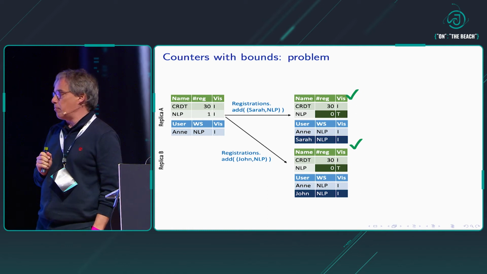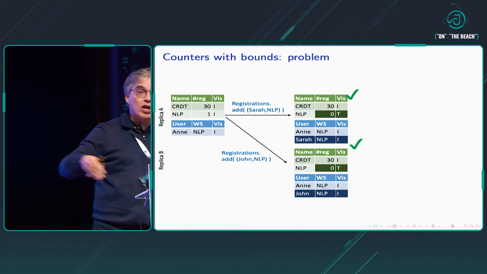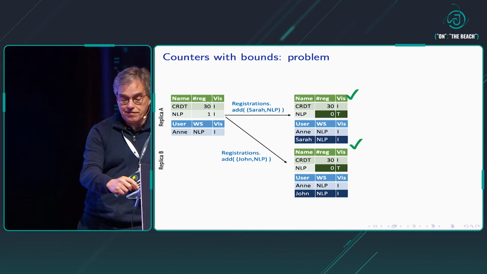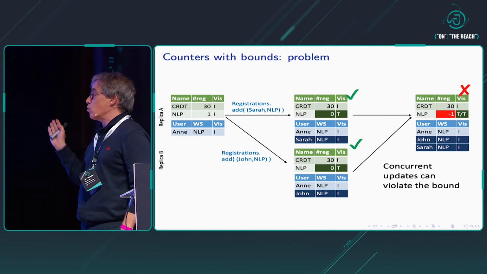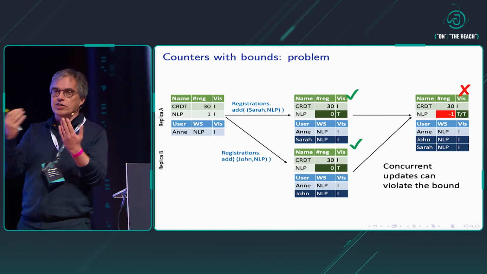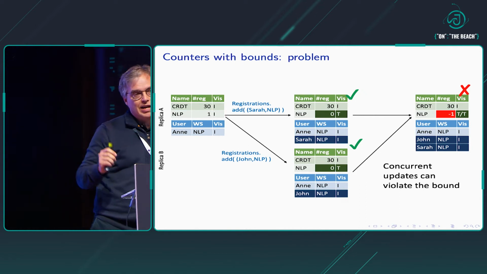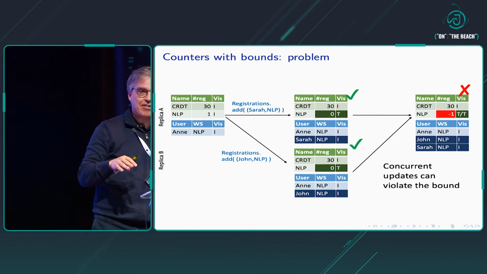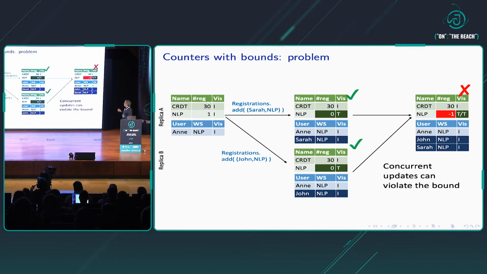In this second replica, I will decrement the number of registrations to 0. And locally it seems that everything is fine, because I have 0 places available. The problem comes when I merge the two concurrent updates. When I merge the decrements, I end up with the number of available registrations being -1. I know that airlines don't have problems with that. They sell more tickets than they have, but let's assume that we don't want to sell more tickets than we have. We come up with a problem.